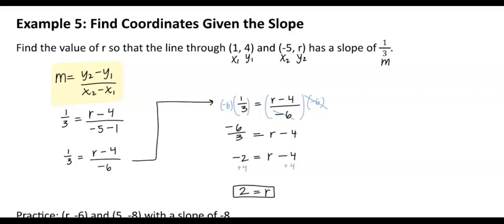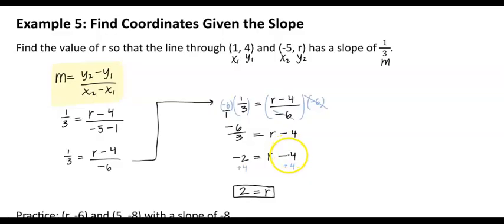Now to solve this, I'm trying to get r by itself in order to figure out the value of r. So if I have r minus 4 divided by -6, I want to undo dividing by -6. I'm going to multiply both sides by -6. Multiplying the left side by -6, you can do that by taking -6 over 1 multiplied by 1 over 3. That gives us -6 over 3, which reduces down to -2. On the right side, my -6 and -6 cancel each other out, so I'm just left with the numerator r minus 4.